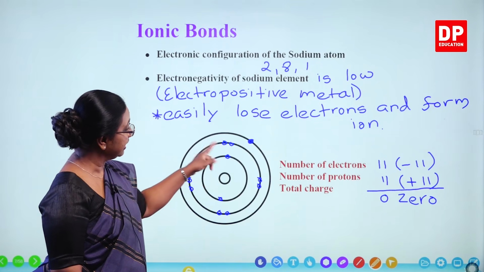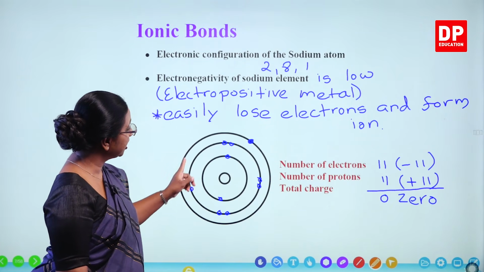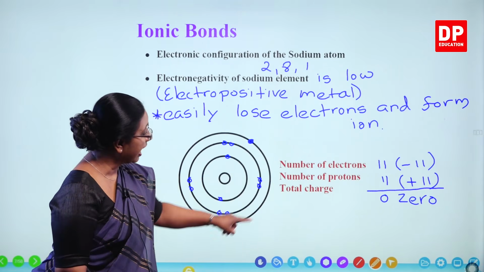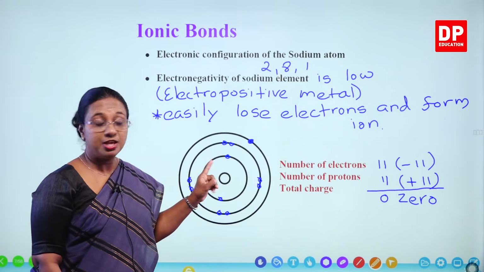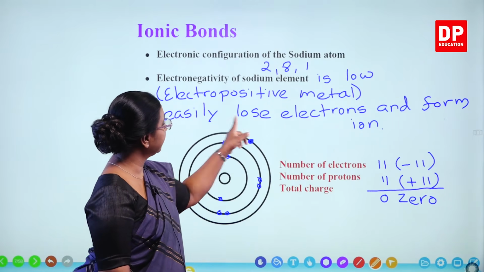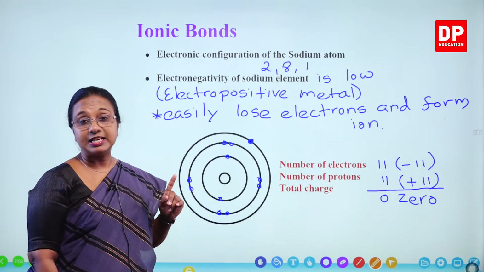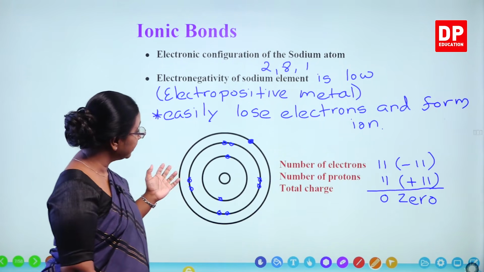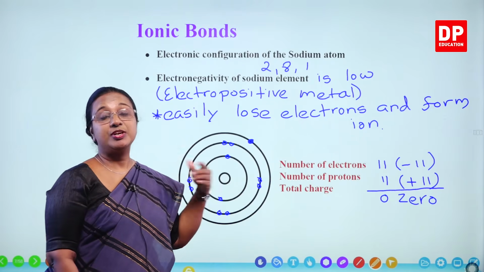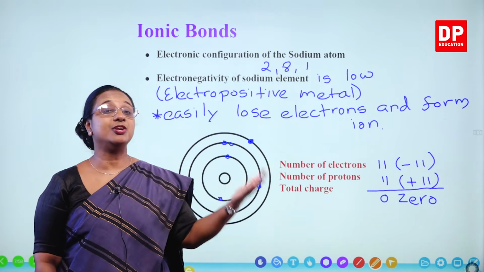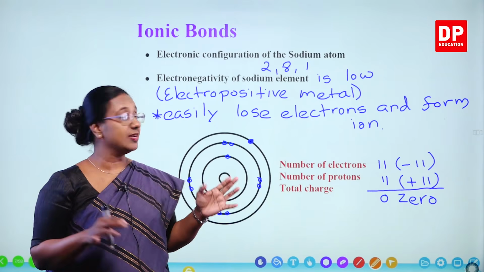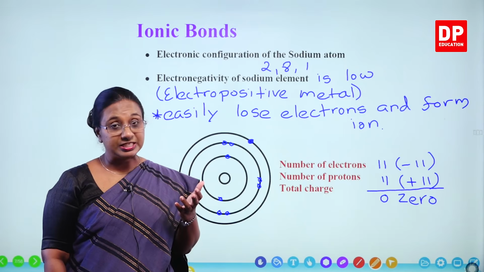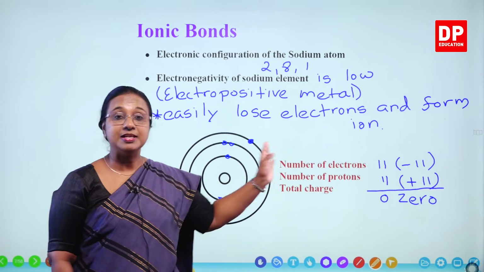And this is the atom of a sodium element. Here you can see the electronic configuration. There are 2 electrons in the first shell, 8 electrons in the second shell, and only 1 electron in the third shell. From this, you can see one thing: it is a less electronegative element, so it can lose electrons easily. And the other thing, there is only 1 electron, so it's very easy to lose 1 electron than to gain 7 electrons. So obviously sodium will prefer to lose an electron and form a positive ion. We will see how that happens in the next slide.